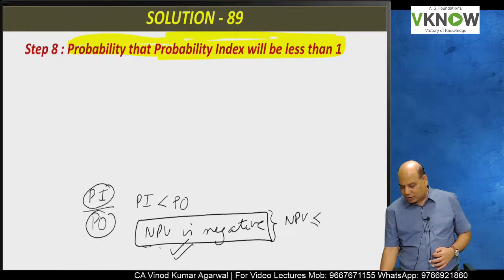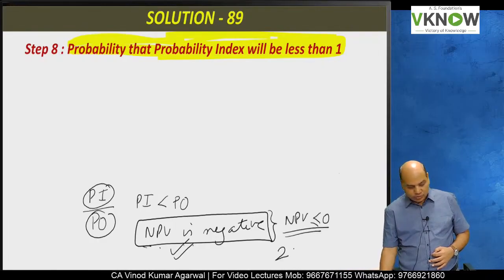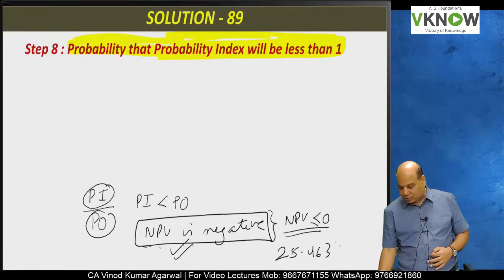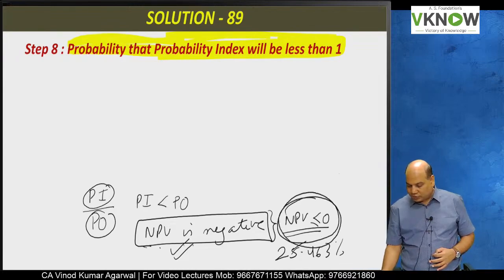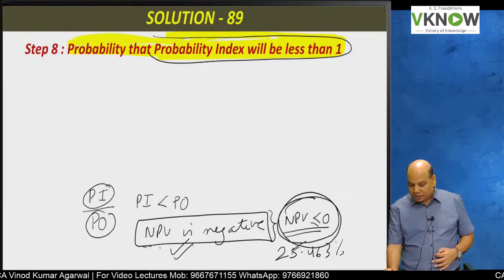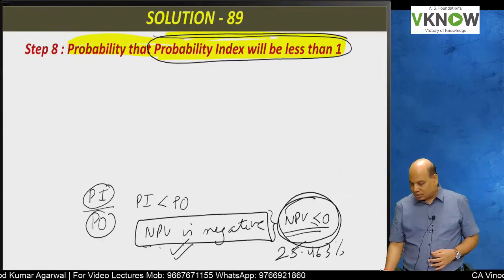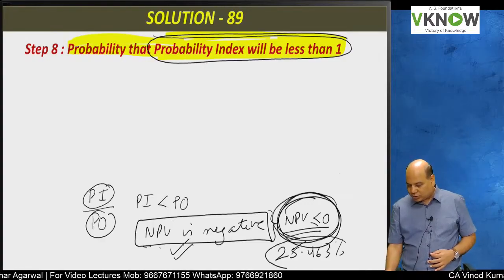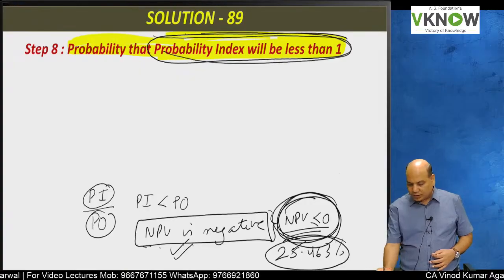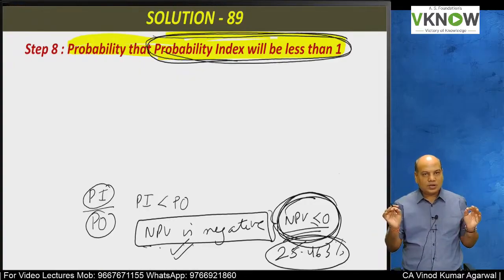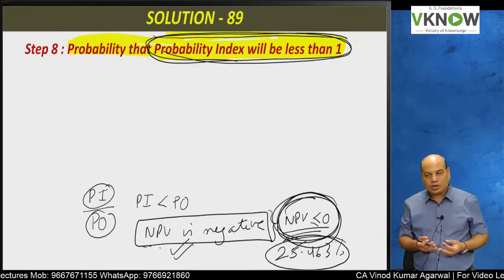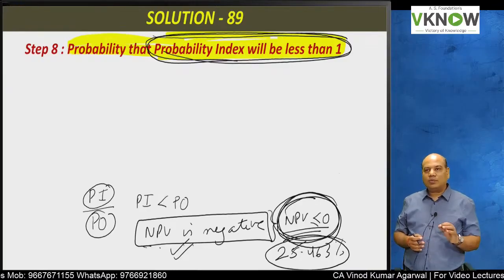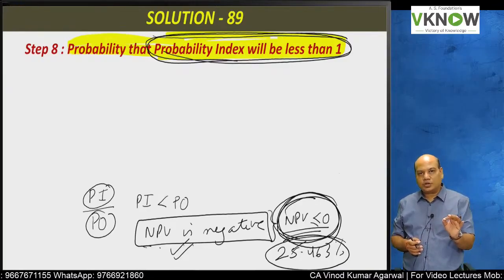First answer, NPV less than or equal to 0, was something around 25.463%. Whatever is the probability that NPV will be less than 0 will be the probability of profitability index less than 1. If this is 25.463, this is also 25.463. You are asking the same question in a different manner. If somebody says what is the probability NPV is less than 0, you will say 25.463%.